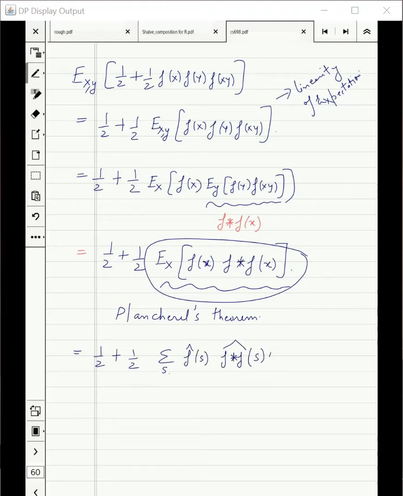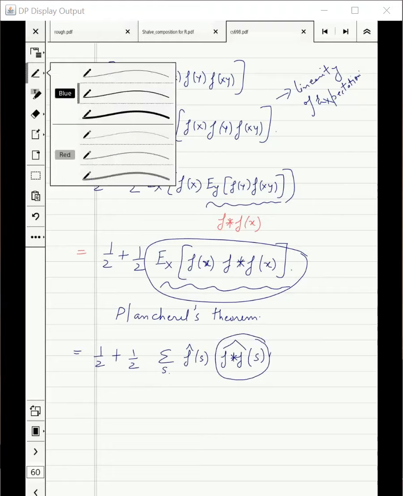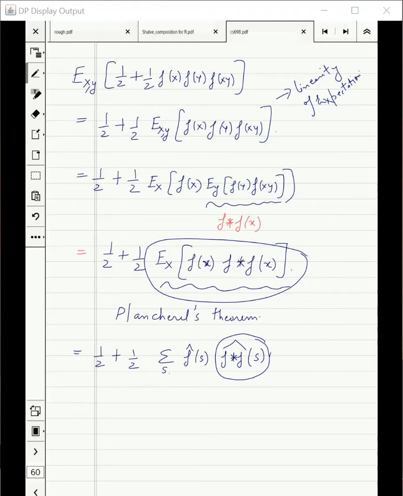And now, as already pointed out, we know what this quantity is. What is this quantity? f hat of s into f hat of s, so f hat of s squared. Right? So this is equal to half plus half summation of f hat of s cube. Sounds good? Sorry, cube, yes, cube.